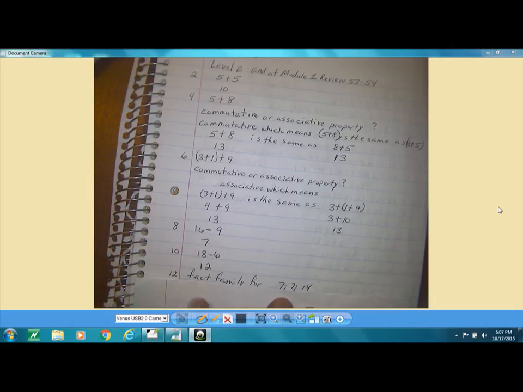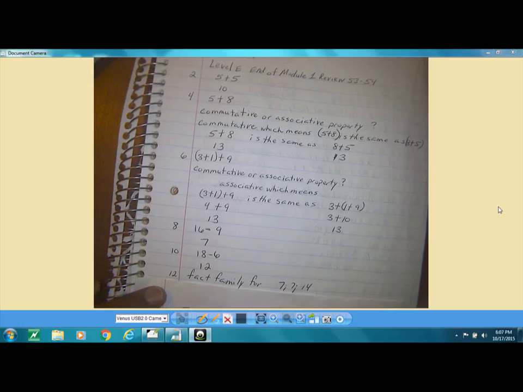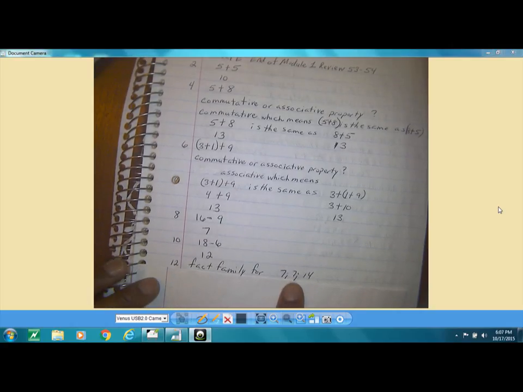Number 12 asks you to write a fact family for the number that they give you. A fact family just means what addition problems and what subtraction problems can come from these three numbers. If you have a 7 and a 7 and 14.